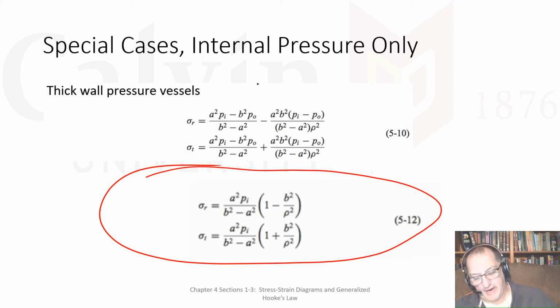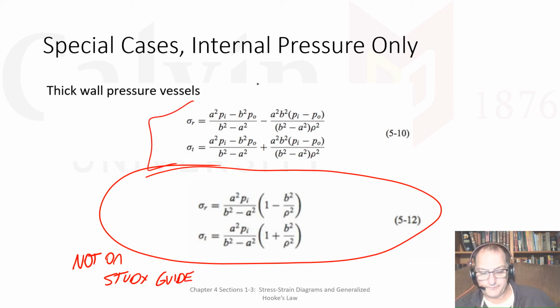I haven't even provided these; they are not on the study guide, because you can get to that by just working through this equation. You can see how that's 1 a squared. This is going to be an a squared pi over b squared minus a squared. You get one of those, and then I multiply that by a b squared over rho squared, and that works out. Yep, it's not on the study guide, but that's one of our special cases.